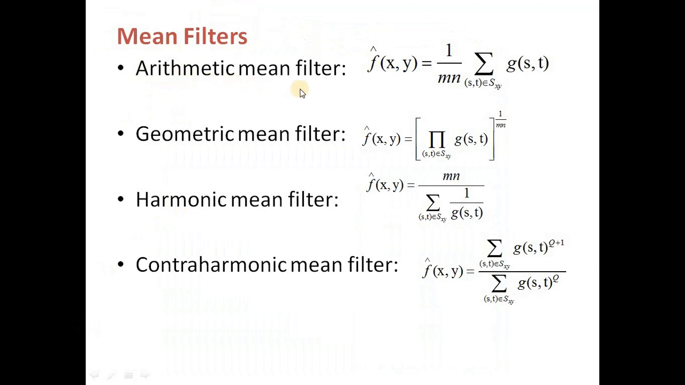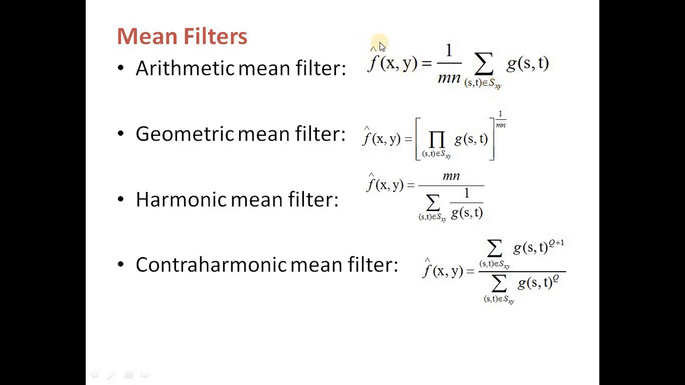So in the case of the arithmetic mean filter, it calculates a filtered intensity f cap to be assigned at the x comma y coordinate. And what is the x comma y coordinate? It is the coordinate at the center of the subimage that is spanned by the kernel. And f cap of xy is nothing but the mean, the arithmetic mean, of the corrupted image in the area defined by capital S of xy.